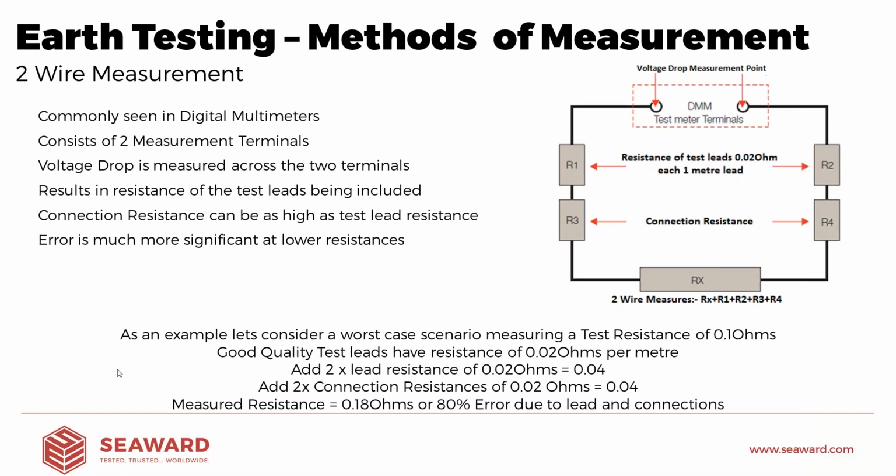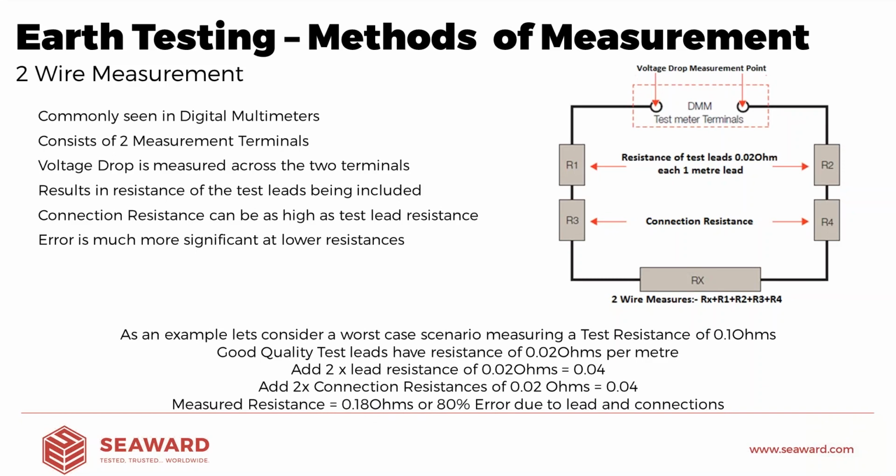If we give a good example here, good quality test leads have a resistance of about 0.02 ohms per meter. So if we have a test resistance piece of 0.1 ohms, we have 2 lots of test lead resistance at 0.02, giving us 0.04 ohms of error. If we have some connection resistance, and that can be as high as the test leads, so let's assume it is, we've now got another 0.04 ohms of resistance, which means our measured resistance is 0.18 ohms, or effectively 80% error due to the test lead connections.